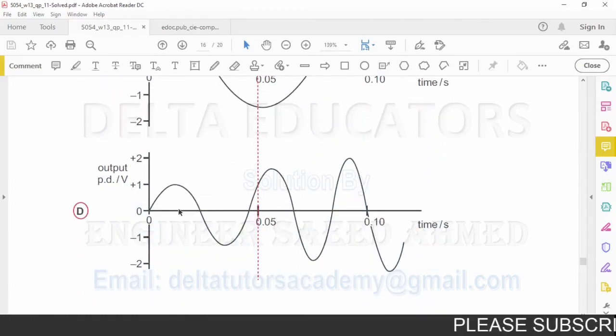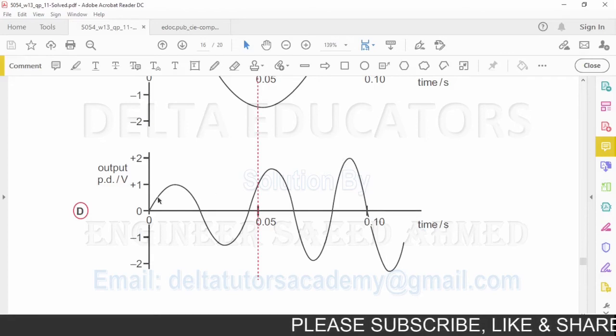In option D, potential difference is gradually increasing. Here potential difference is plus 1 volt, here potential difference is approximately plus 2 volt, and here potential difference is more than plus 2 volt. So here potential difference is gradually increasing with the increase in speed. Now what about the frequency? Increase in frequency means decrease in wavelength.